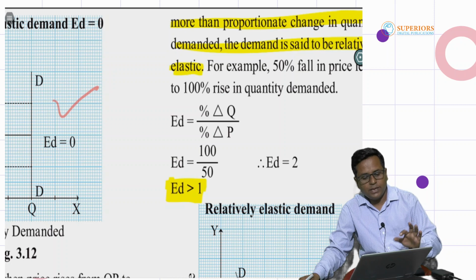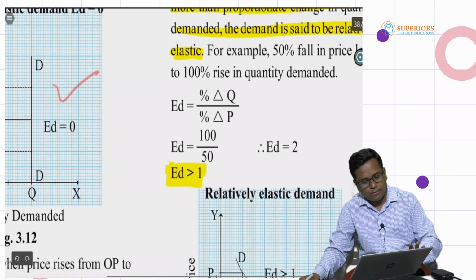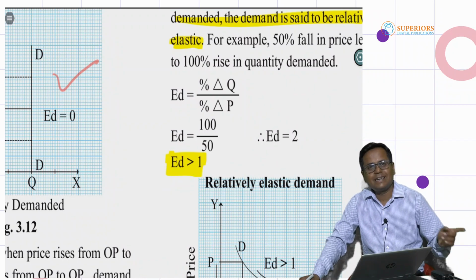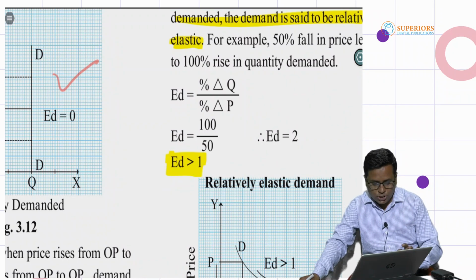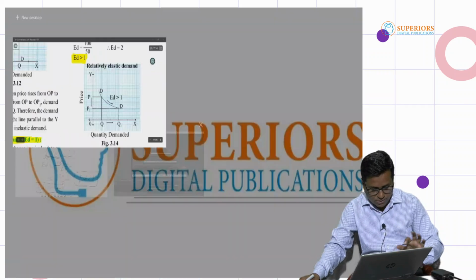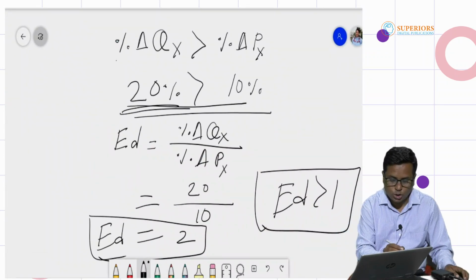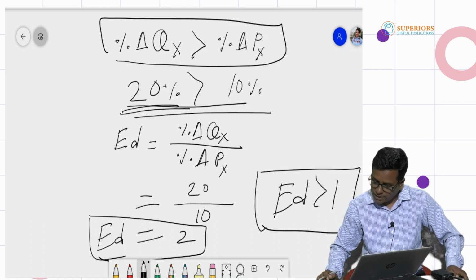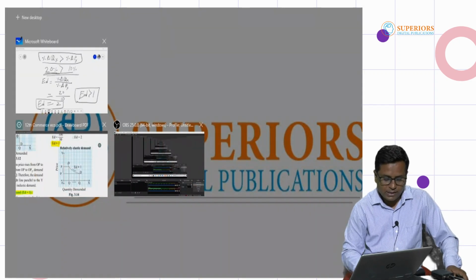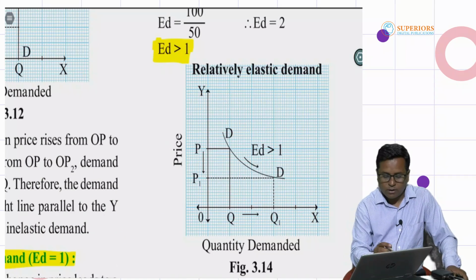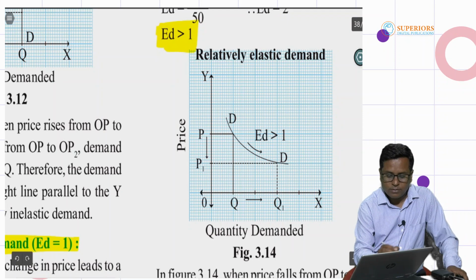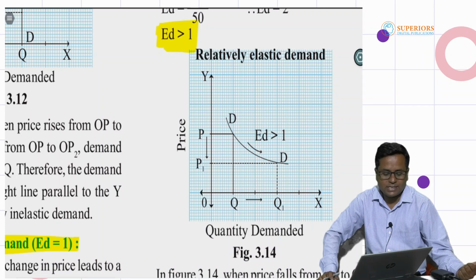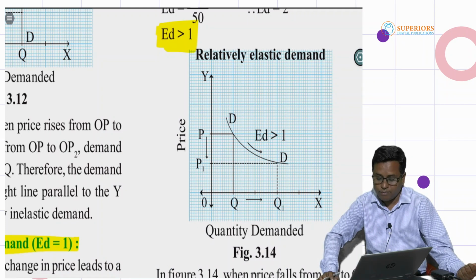Demand is said to be relatively elastic when percentage change in quantity demanded is greater than percentage change in its price. Percentage change in quantity demanded is greater than percentage change in its price. There is said to be relatively elastic demand. And what about numerical value? The numerical value or coefficient of the relatively elastic demand is always greater than 1.